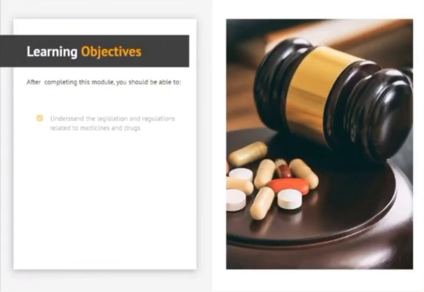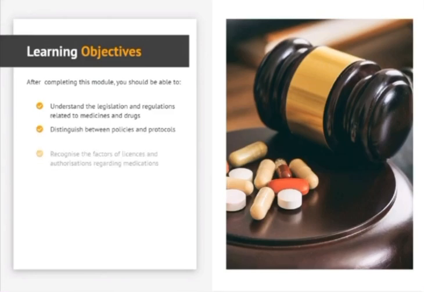Learning objectives. After completing this module, you should be able to understand the legislation and regulations related to medicines and drugs. Distinguish between policies and protocols. Recognize the factors of licenses and authorizations regarding medications.